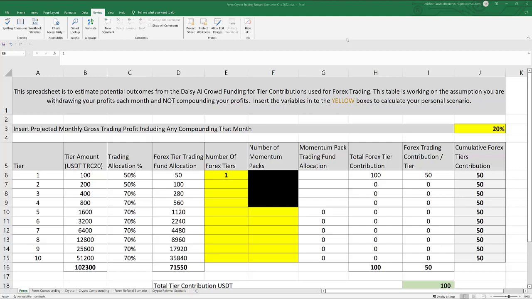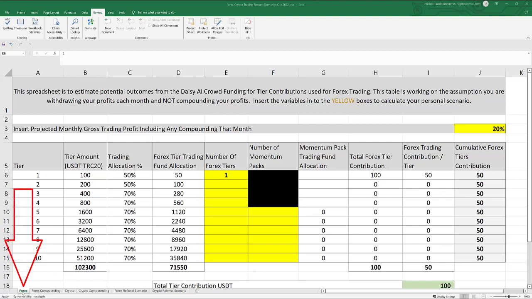Hi and welcome. In this video tutorial, we're going to go through the new crypto and Forex Daisy AI calculator to showcase various scenarios that will happen if you make a contribution to the crowd fund for Daisy. Please understand these spreadsheets are based on giving you an estimate and we do not guarantee any results.